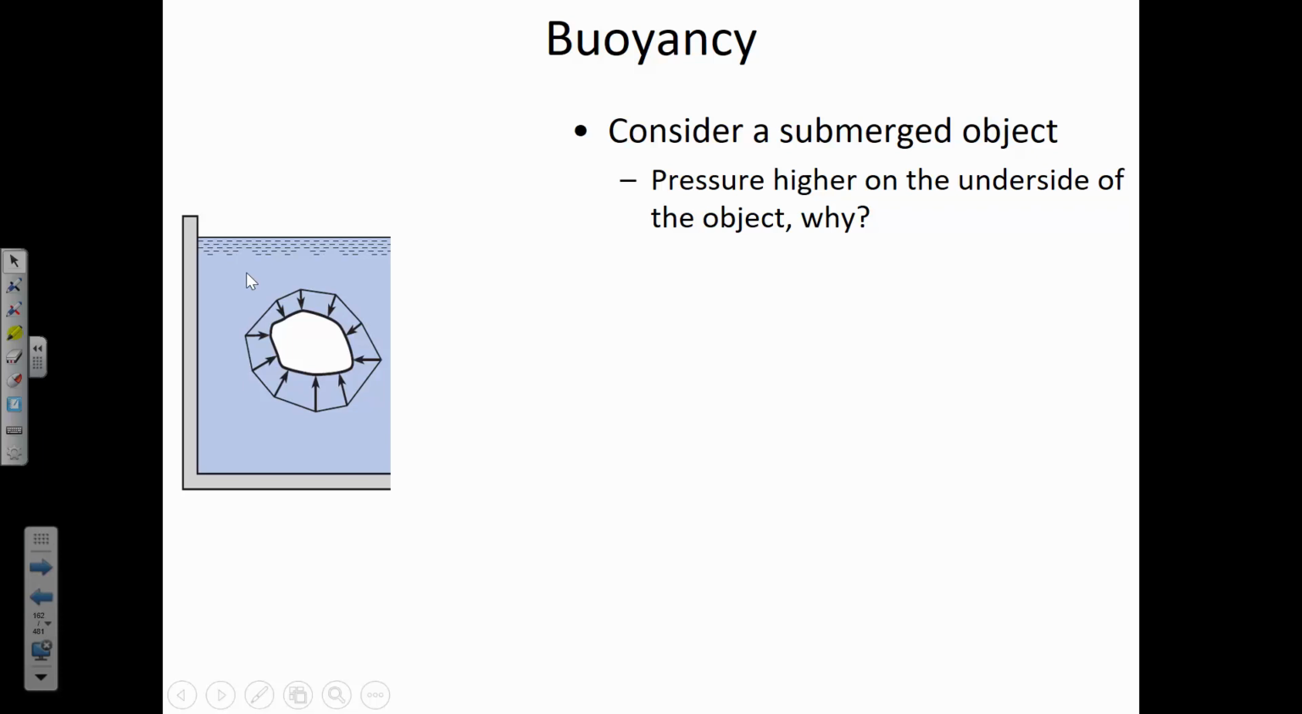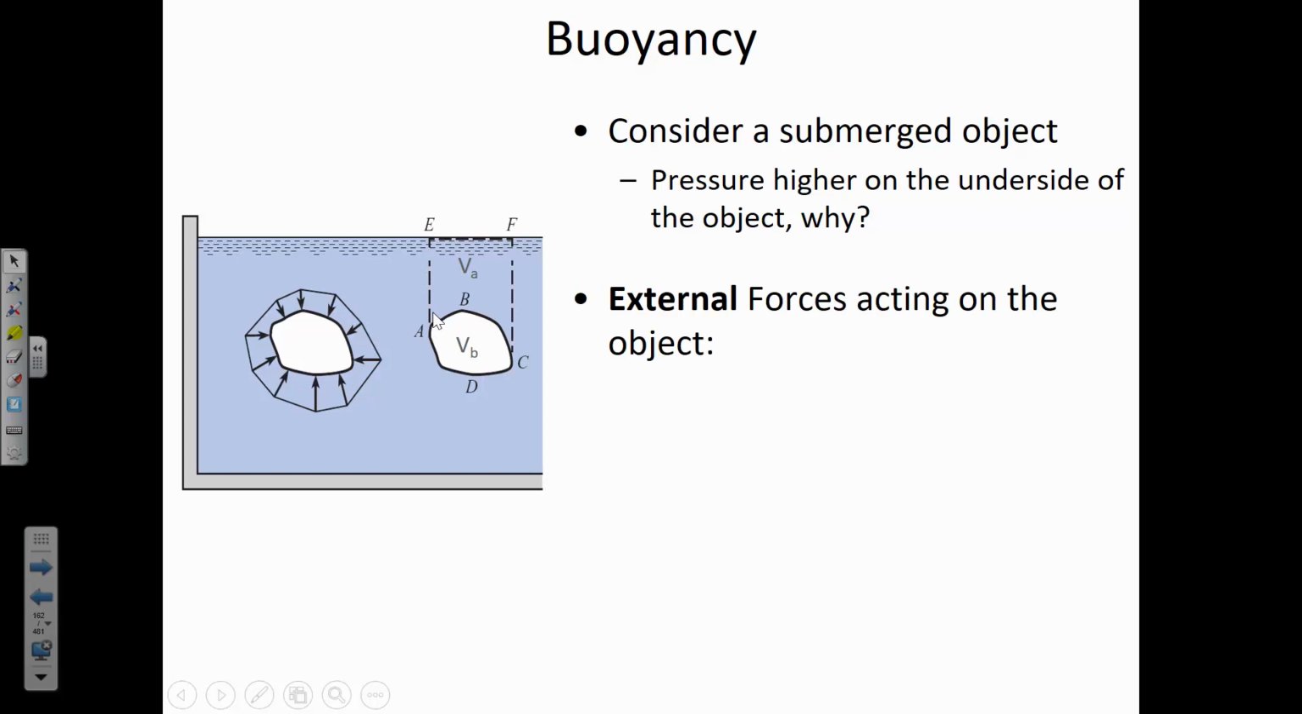The pressure is higher down there because it's deeper. We know that pressure increases as we go downward away from the water surface. So let's say that we could calculate the volume of that object, and we call that volume B. Volume A is the volume of water that's above it. So there are external forces that are acting on the object.